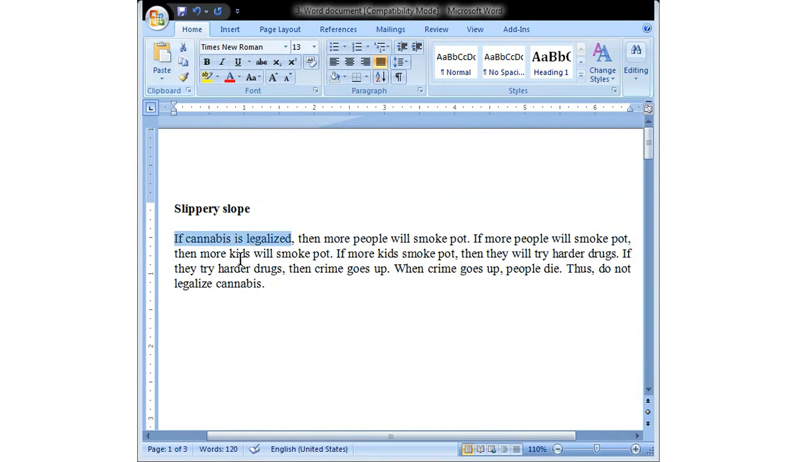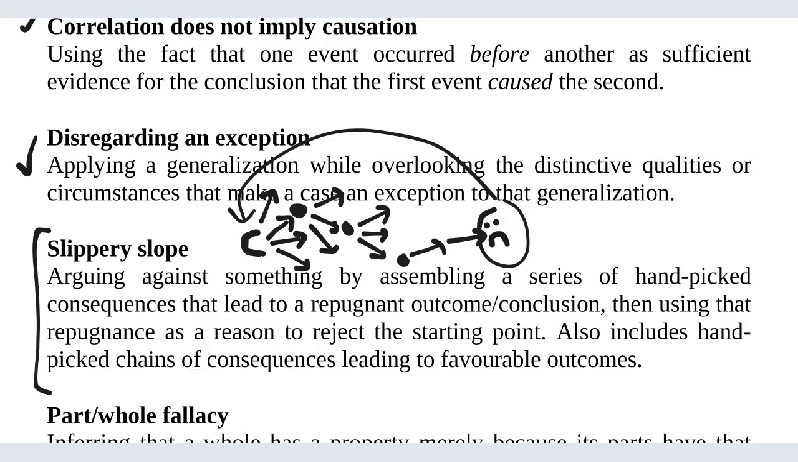I'm going to have some fun with this. Just to show you how this could go, if cannabis is legalized, then more people will smoke pot. Notice here the diagram also includes hand-picked chains of consequences leading to favorable outcomes. And the problem consists in, first of all, when you stretch yourself with too many if-thens into the future, into a long chain of consequences, you're on shaky ground to begin with, right? It suffices that one of those if-thens be incorrect, and you can't get to your destination.